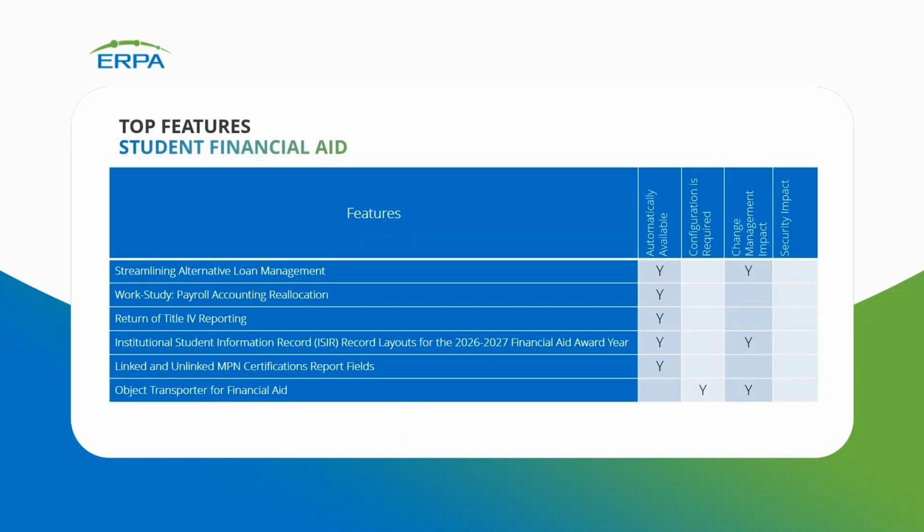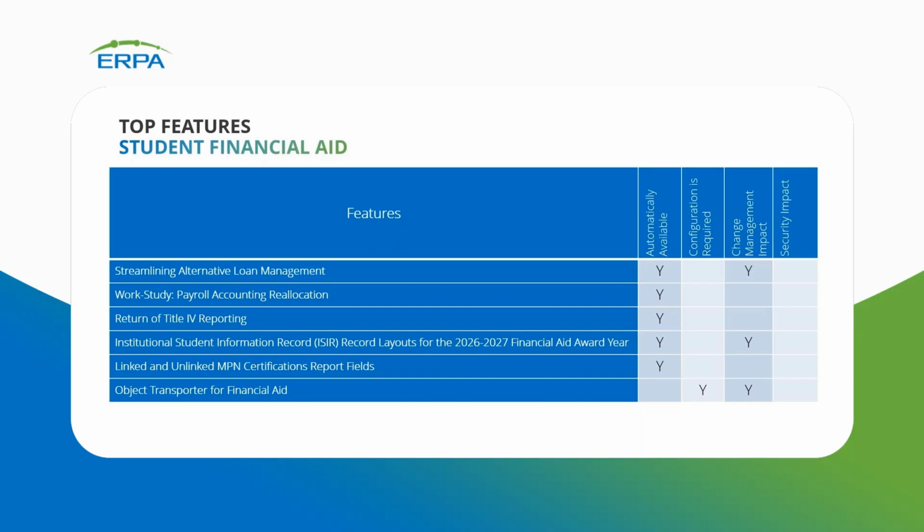So this slide here shows the 6 key updates with this release. We've got streamlining alternative loan management, work-study payroll reallocation, return of Title IV reporting, and of course, the new institutional student information record layout for 26-27, the ISIR. There are also new report fields for master promissory note certifications and some great updates to Object Transporter for financial aid. Loki mentioned Object Transporter earlier. Financial aid's got some good new stuff coming out there too.